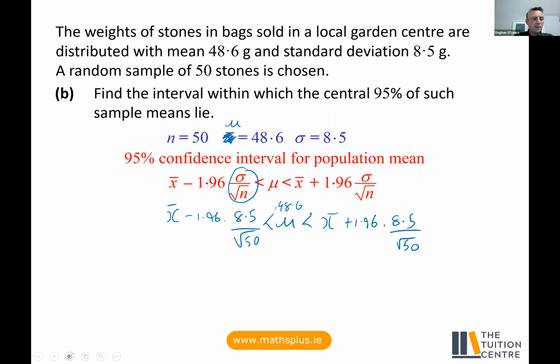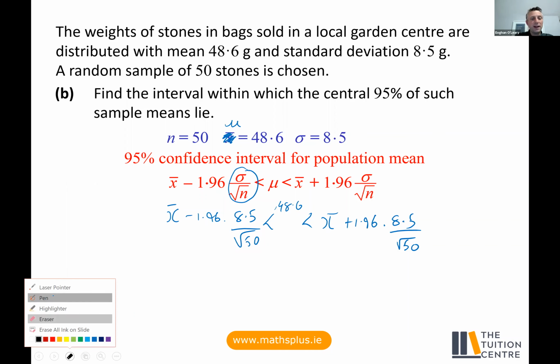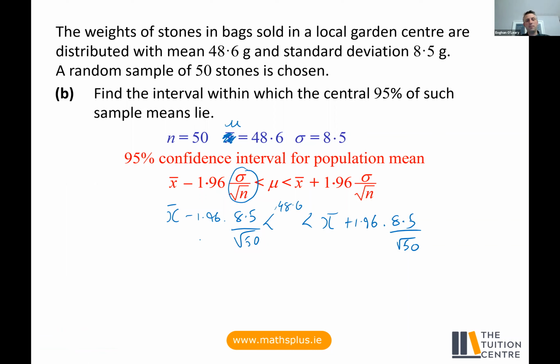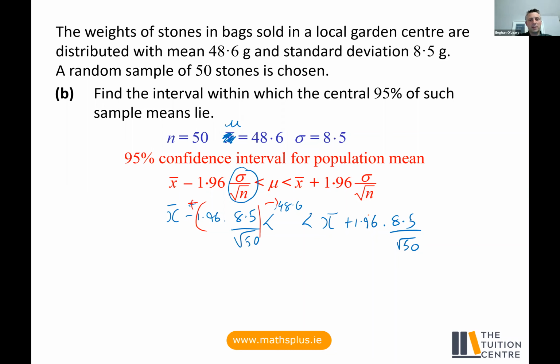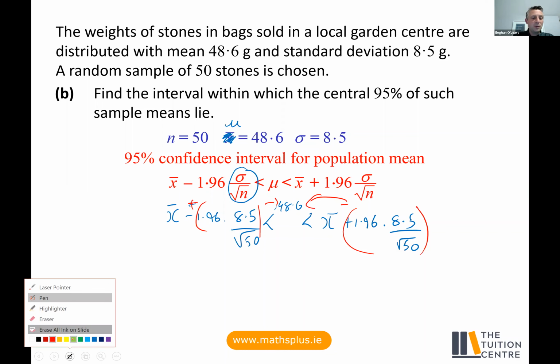Okay. So what am I going to say? Well, to find my two different values of x bar, I'm basically going to be adding the 1.96. So I'm going to be adding this to the 48.6, and over here I'm going to be subtracting it from the 48.6, and that would isolate the x bar in both cases. So let's just look at another way.